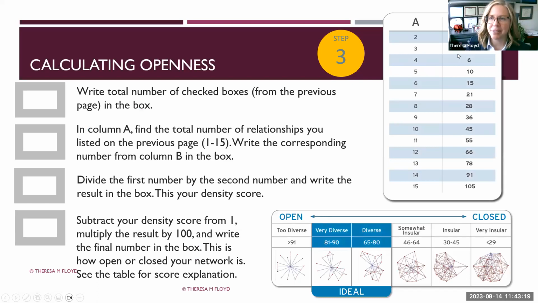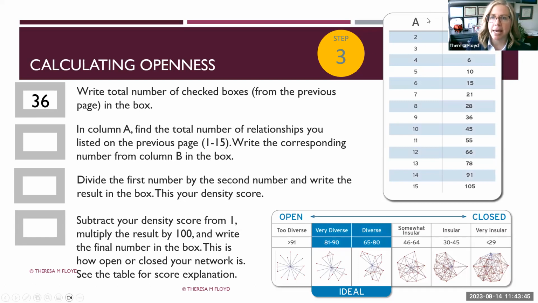All right, so this one is a little complex, so I'm going to go ahead and walk you through it relatively slowly. First of all, remember that you had counted the total number of check boxes on that first page. So I'm going to have you go ahead and enter that number right here. So you identified 36 relationships between the people in your network.